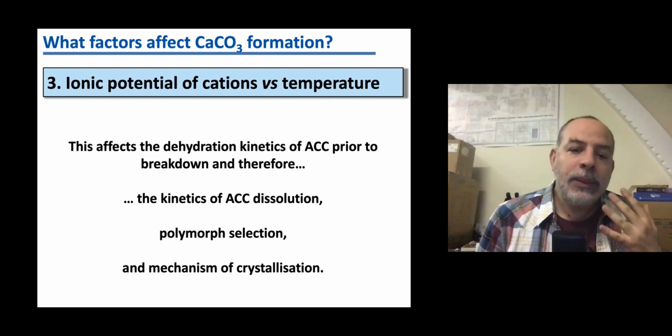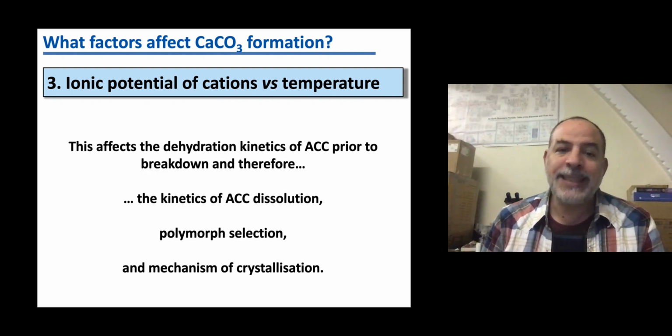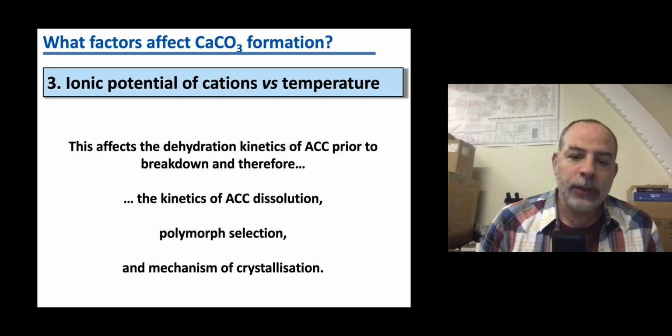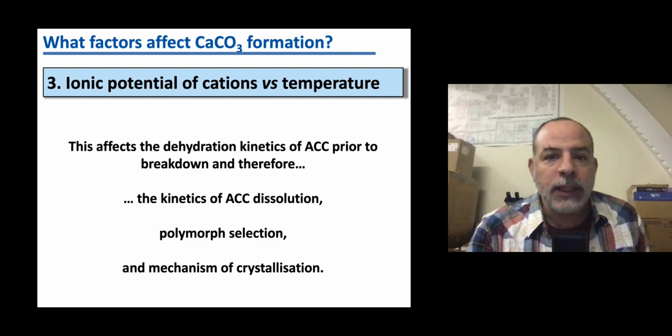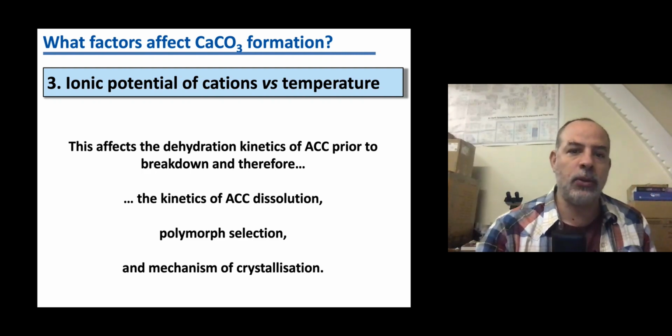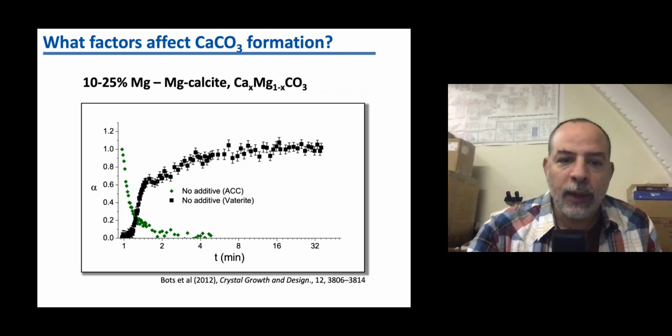So the dissolution of amorphous calcium carbonate is directly linked to the polymorph selection of the crystalline calcium carbonates and to the mechanisms of crystallization. And I'm going to show you some examples with calcium magnesium carbonates. So what happens when you have pure calcium carbonate?